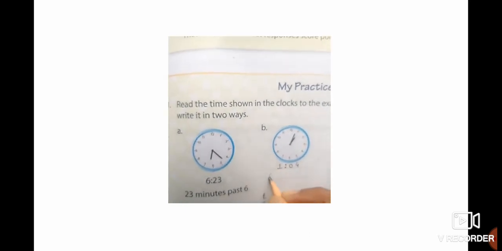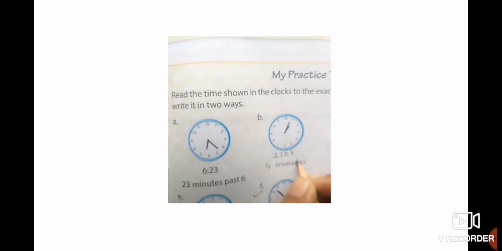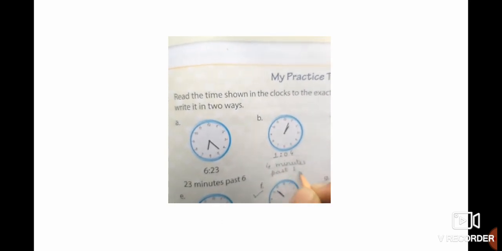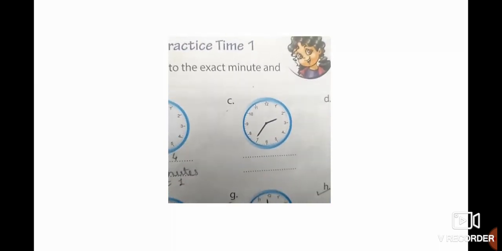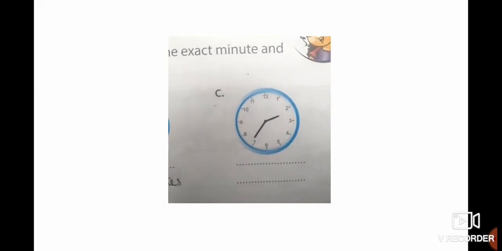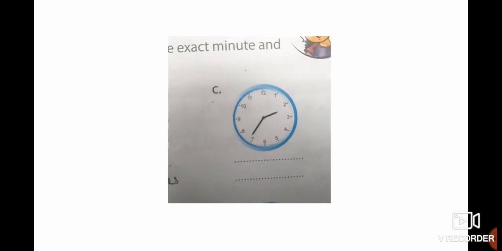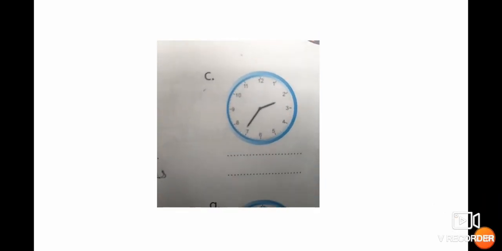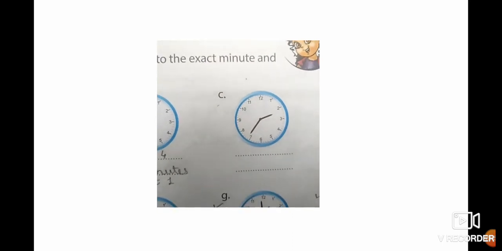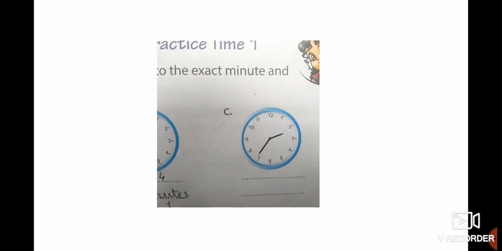Okay, so we are going to write 4 minutes past 1. Okay, so like this we are going to solve the example. Let's solve the next example. Now here students, our hand we can see between 2 and 3, right, while the minute hand is there after 7. It is there after 7 on the first line.